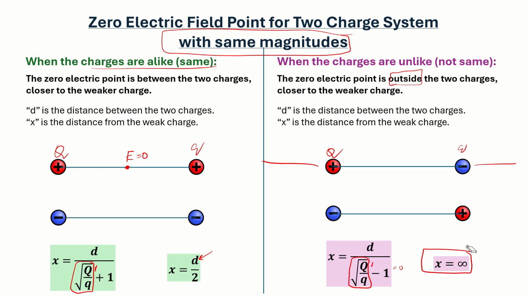It means that there is no point outside the two charges, and maybe not between the two charges also. There is no zero electric field point at all in the line joining the two charges. Is this clear? Okay. Let's do some problems on this.